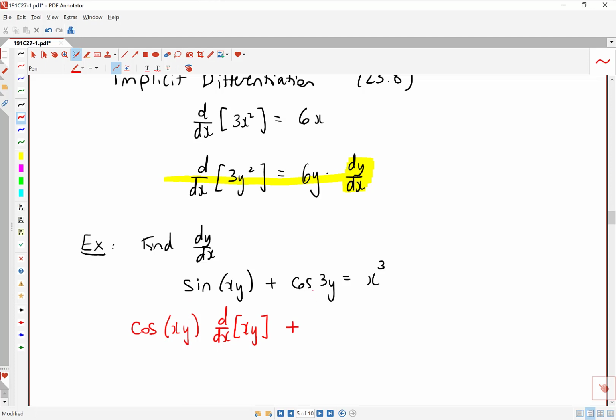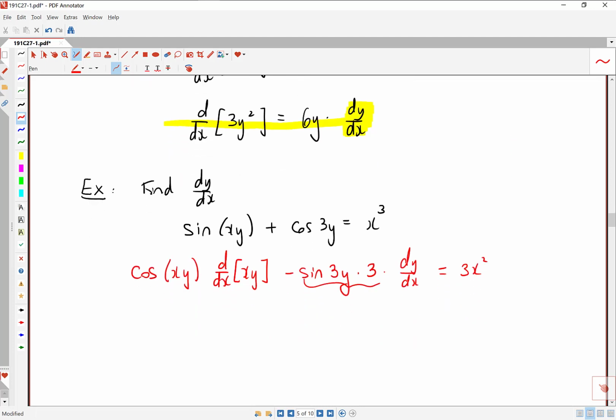Then we move over to our second term. We go derivative of cos is minus sine. So I'm going to write minus sine, keep the inside function the same, and then multiply by the derivative of the inside function. But because we're doing implicit differentiation, we now need to say times dy by dx, because that was a y term that we just differentiated. Okay, and then over on the right side, derivative of x cubed, 3x squared.